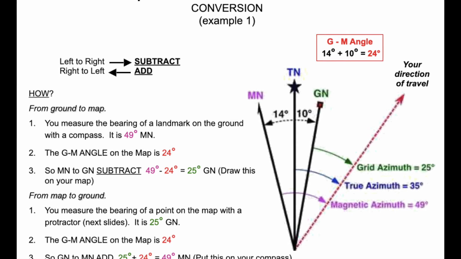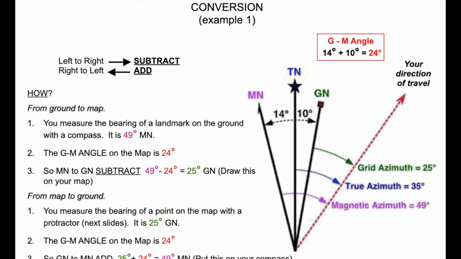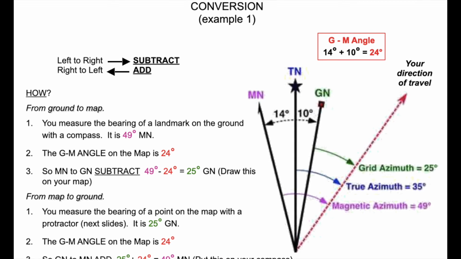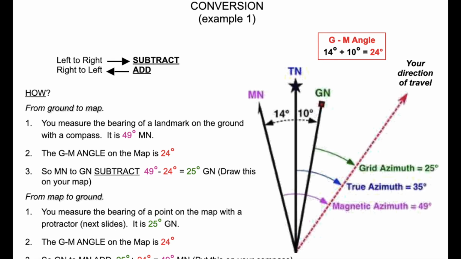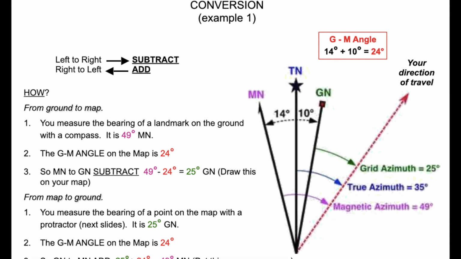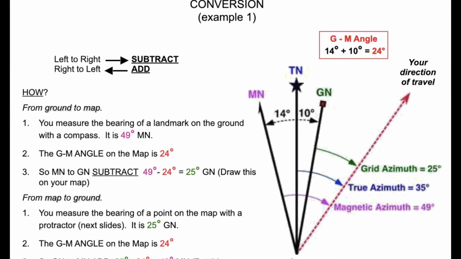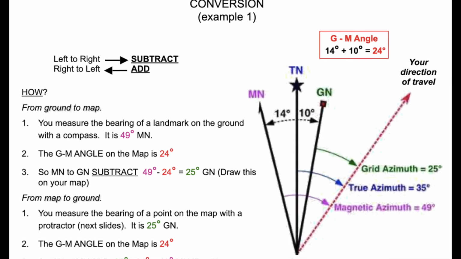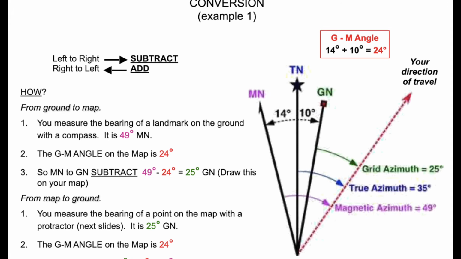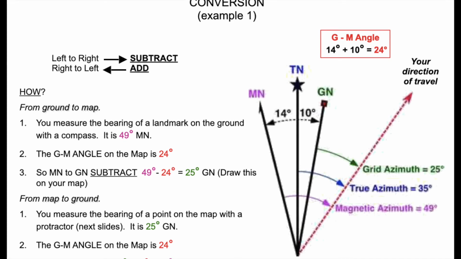So we look at our handy dandy graphic at the top, and we know that we're going from grid to magnetic, so we're going to add. The azimuth that we get is 25 degrees grid. GM angle is 24 still, so 25 degrees plus 24 degrees equals 49 degrees magnetic. And this is what you're actually going to adjust your compass to read: 49 degrees, and then you can step off on that azimuth. It will be the same as walking the 25 degrees grid that you got with your protractor on the map. Does that make sense?